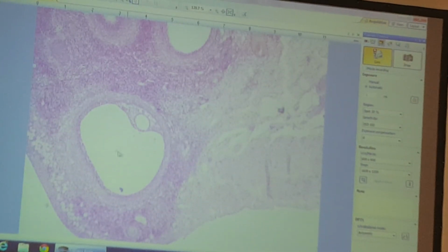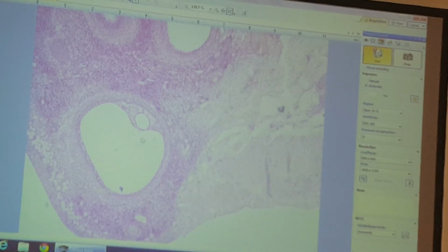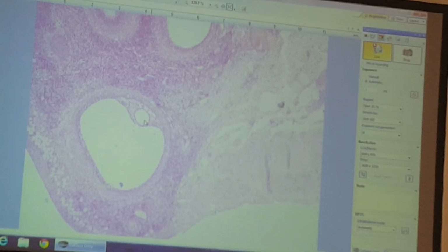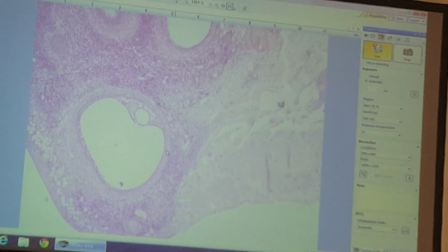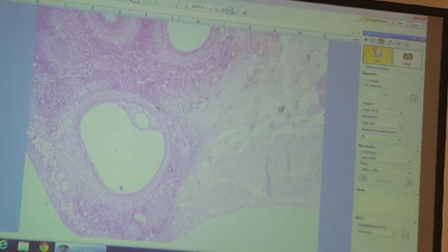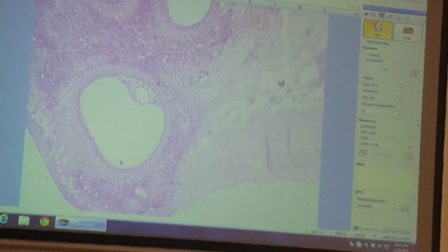to this Graafian follicle here. Look how large this antrum is relative to the oocyte. So again, here's the oocyte, granulosa cells, theca cells out here, and this whole thing is a Graafian follicle.